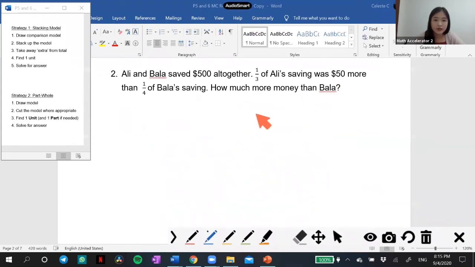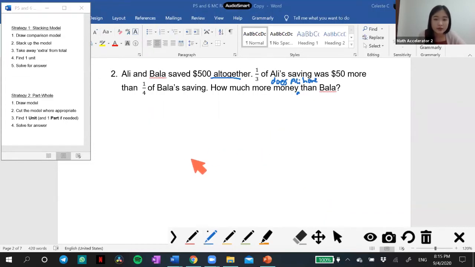Okay, so we have Ali and Bala, right? They save $500 altogether. 1/3 of Ali's savings was $50 more than 1/4 of Bala's savings. How much more money does Ali have than Bala? Okay, this last question is not always asking you for difference. They might just ask you for Ali or they might ask you for Bala. So depending on what kind of question they're asking you for, then you solve for it. Okay, so let's start with the first step.